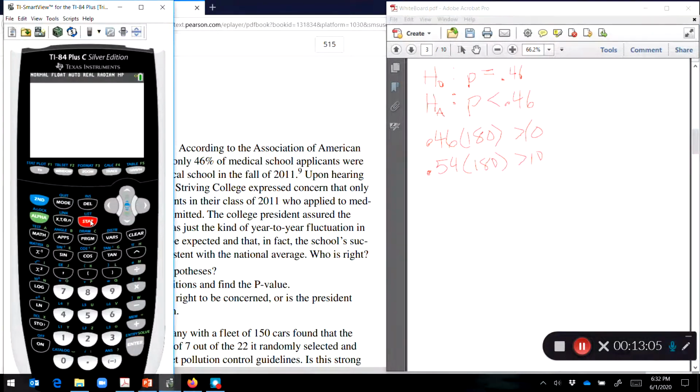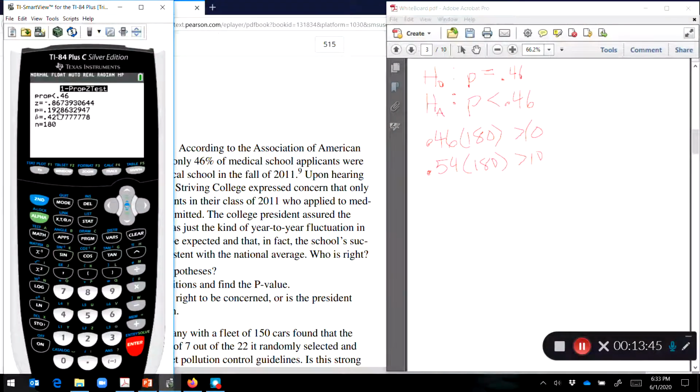So we're going to hit stat, go over to the tests, again option 5, and this time our p-naught is 0.46, and our x is we admitted 77 out of the 180, but this time we're doing a one-tailed, we think it's less than 0.46, so we want to hit enter on that. And then we're going to go down and calculate. And our p-value is 0.193.